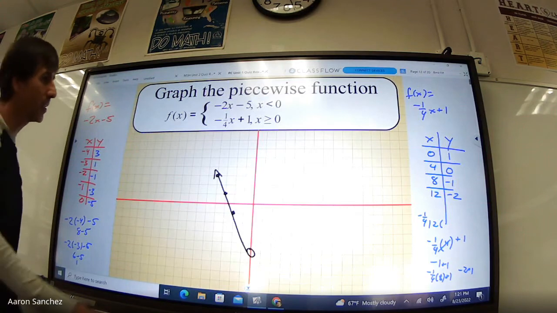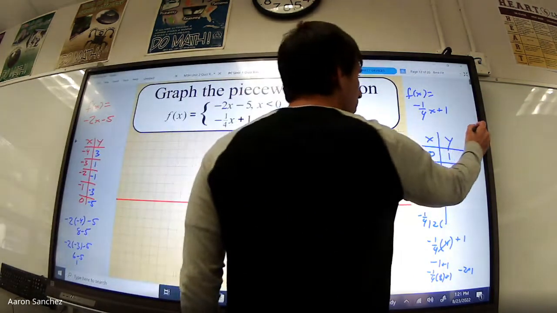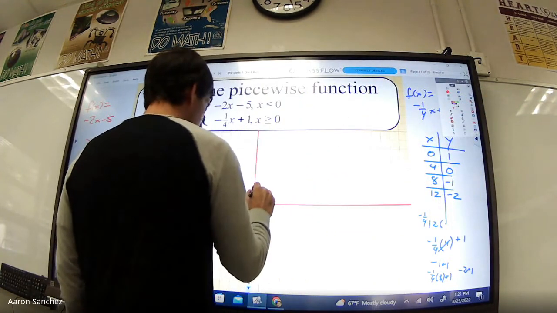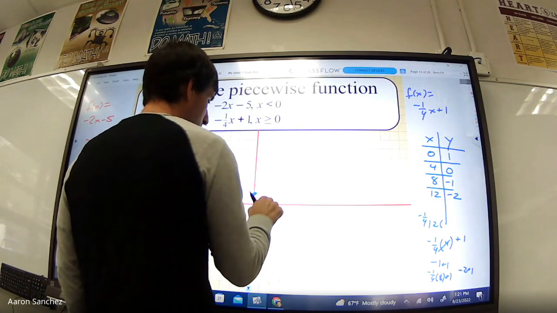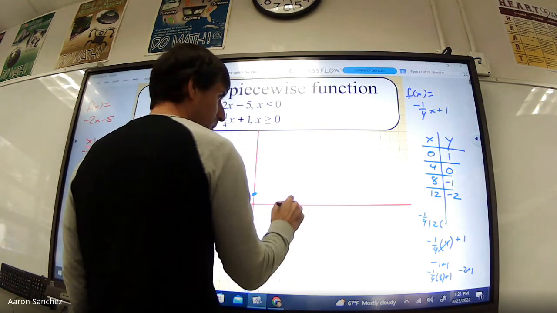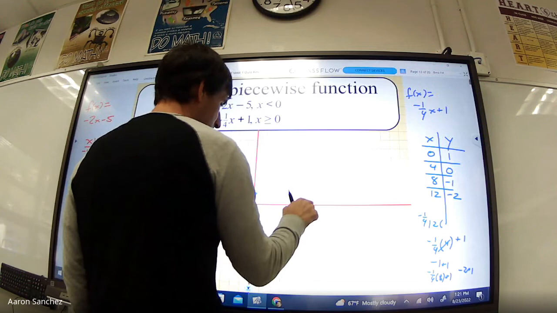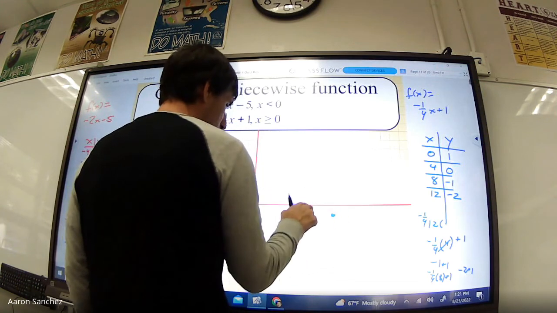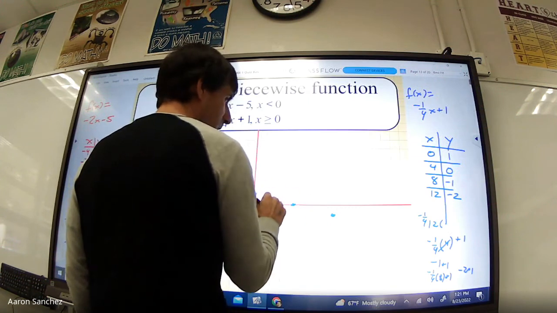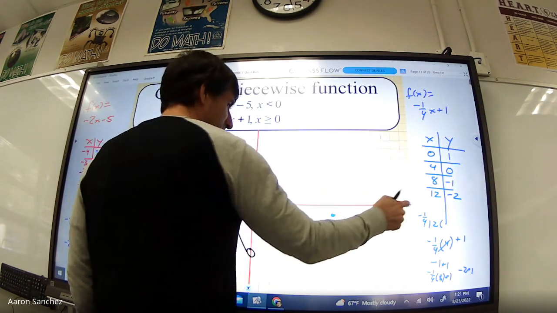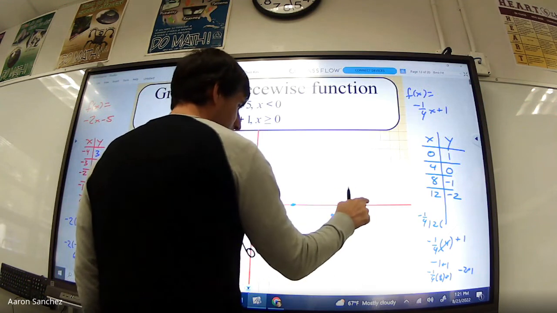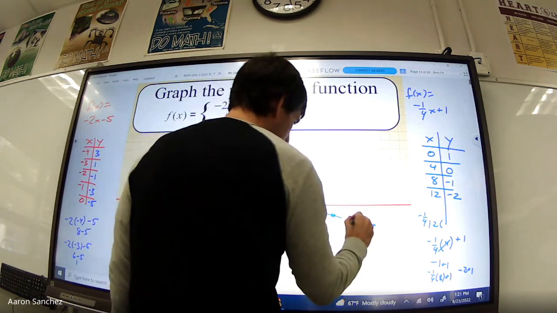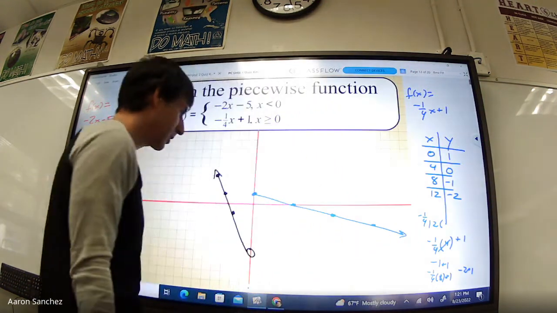And this one I have to plug in these numbers. I'll do it in blue. 0, 1. 1, 2, 3, 4, 0. 1, 2, 3, 4, 5, 6, 7, 8, -1. And then 12, -2. You don't need to do this far, 12, -2. You don't have to put that, but I'm putting it anyway. And then this will look like this. And it'd look like that.